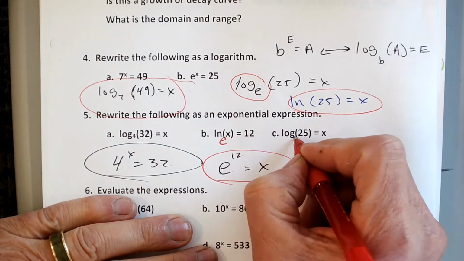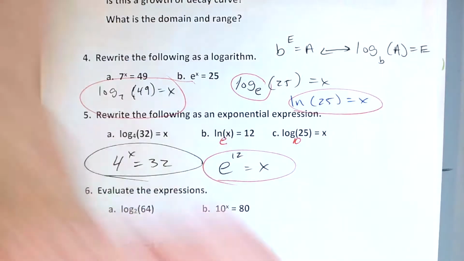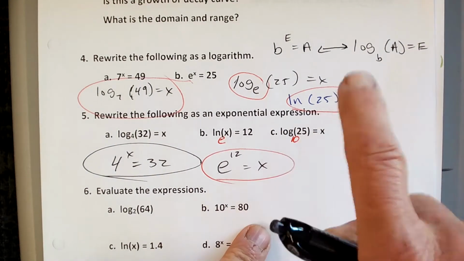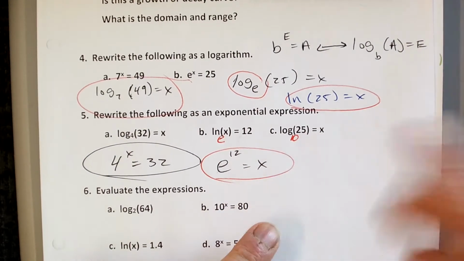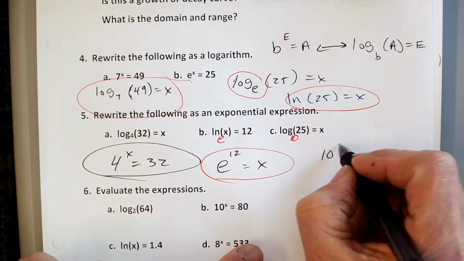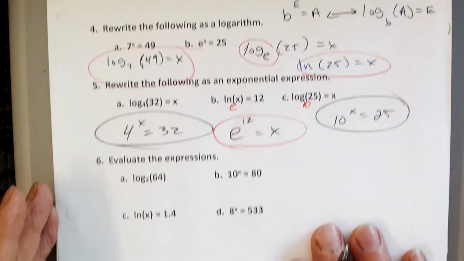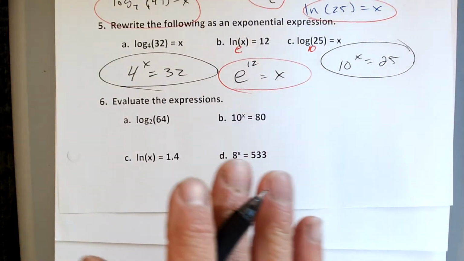C, there is an invisible base. Since it's regular log, it's base 10, okay? Regular base 10, so we're going to go 10, because that's my base, to the x power equals 25. So we're going to go 10 to the x power equals 25. Boom. Done. Okay?